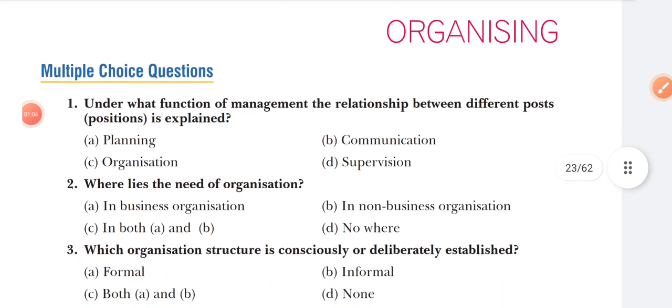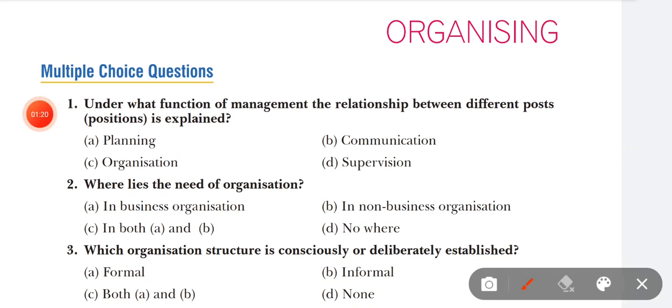Now question 3. Which organization structure is continuously or deliberately established? A, formal. B, informal. Or C, both A and B. D, none. And the correct option of this question is option A, formal.